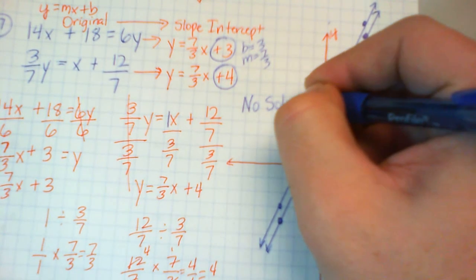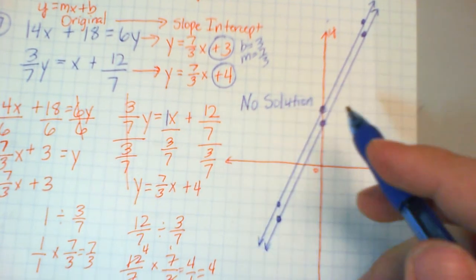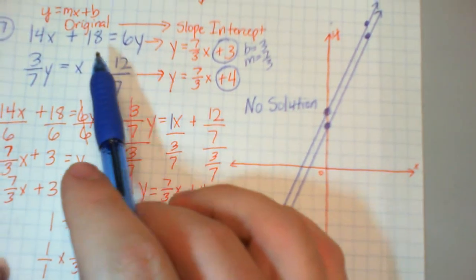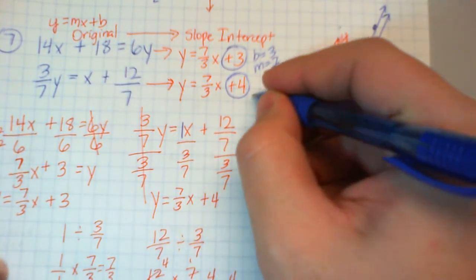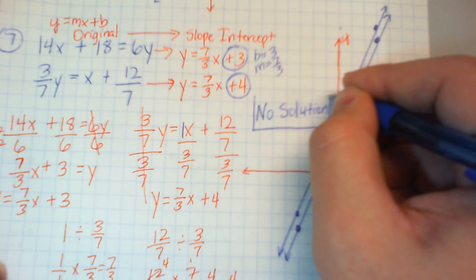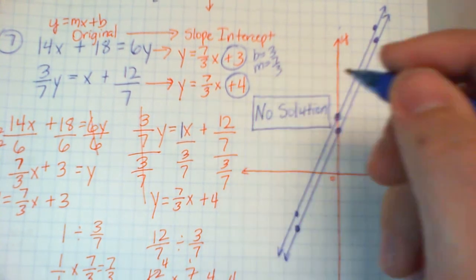The reason we're going to have an answer of no solution is because there's no x and y coordinate that we can plug in to these equations in order to make both equations balance at the same time. There's no intersection. The lines are parallel, so it's going to be no solution.